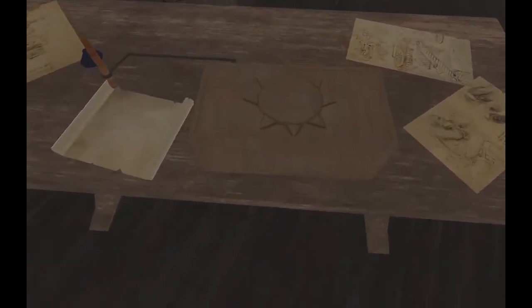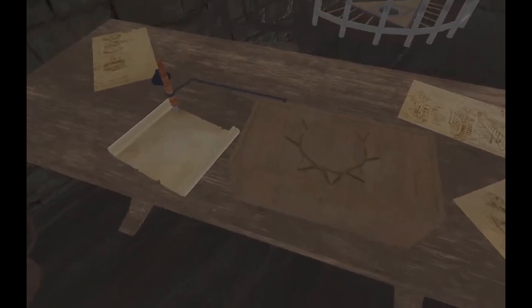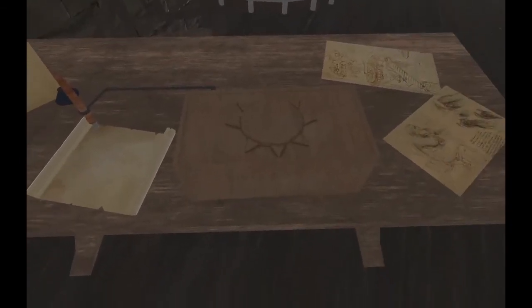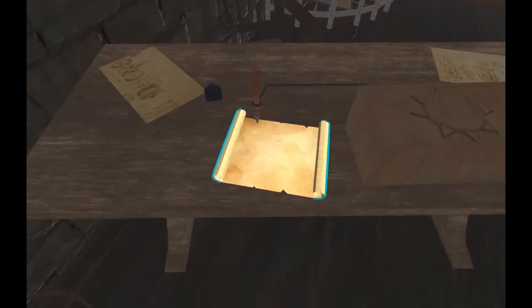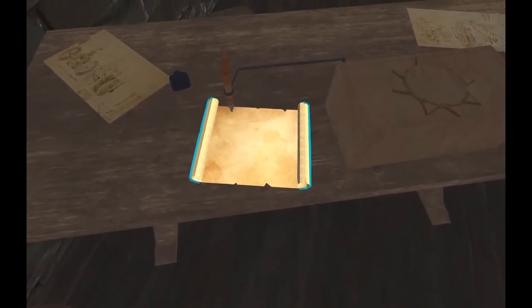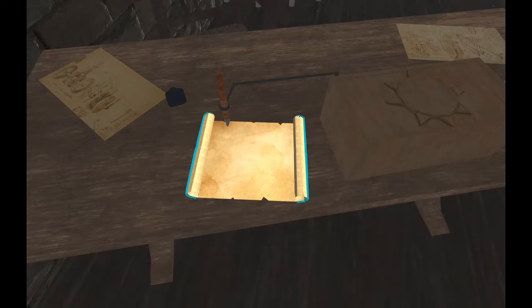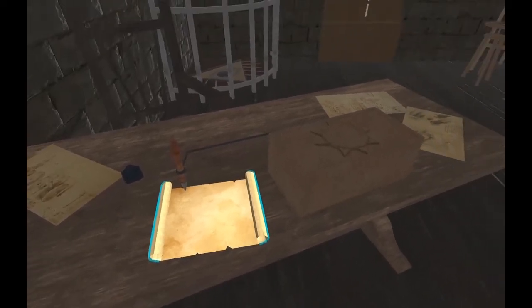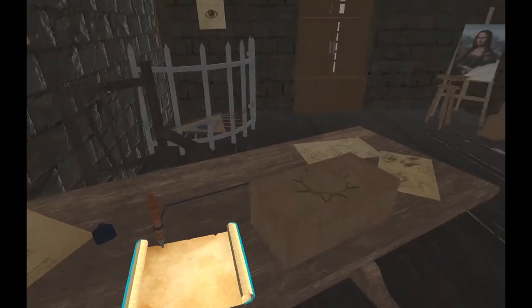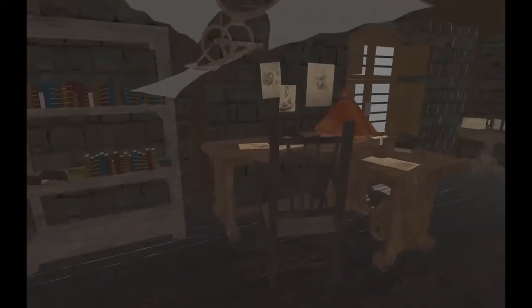Now here we have something weird. We have a crate or a box with a sun and a moon on it, which is connected to a pen and a scroll. Now we could interact with the scroll, but I'm gonna skip that part because we need to find something to write on that scroll. Therefore, let's look for hints.